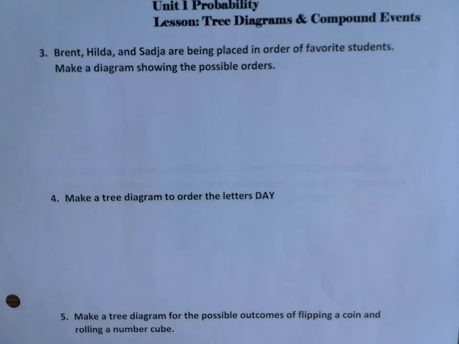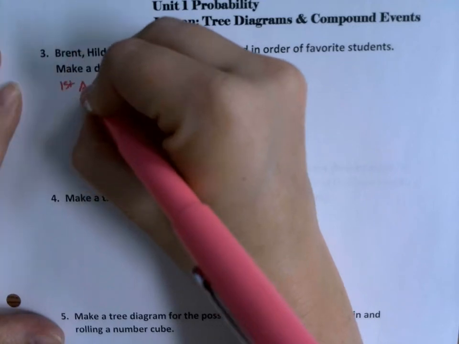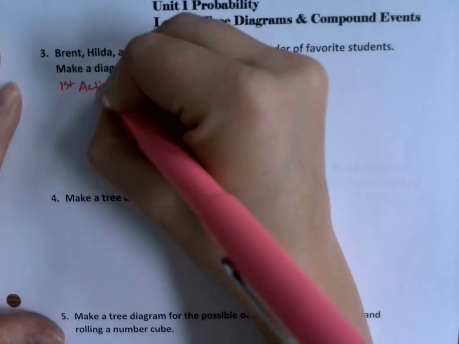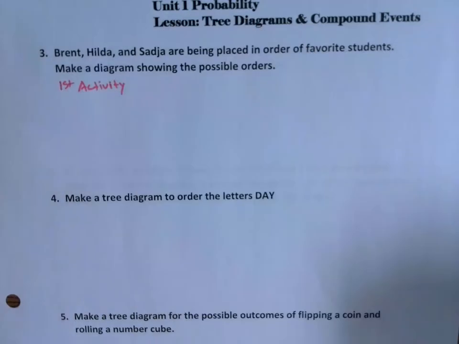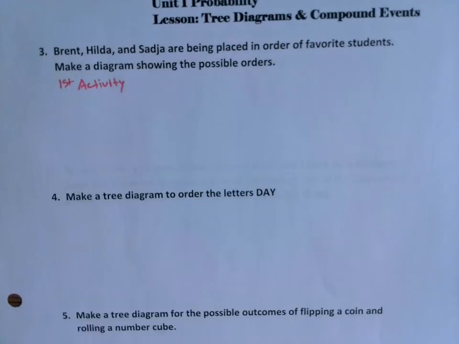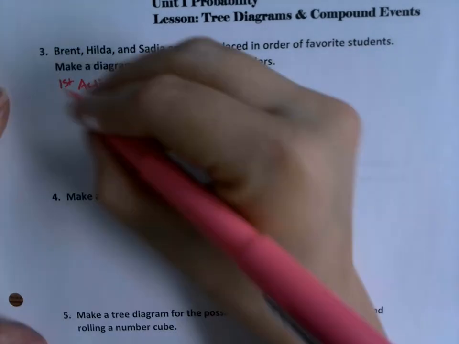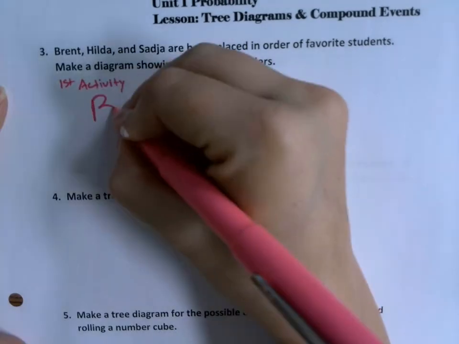So let's break this down. You have your first activity. Your first activity is to pick your first favorite student. So how many choices do I have for first favorite? 3. I have all 3 of them available for first favorite. I can choose Brent, I can choose Hilda, I could choose Saja.